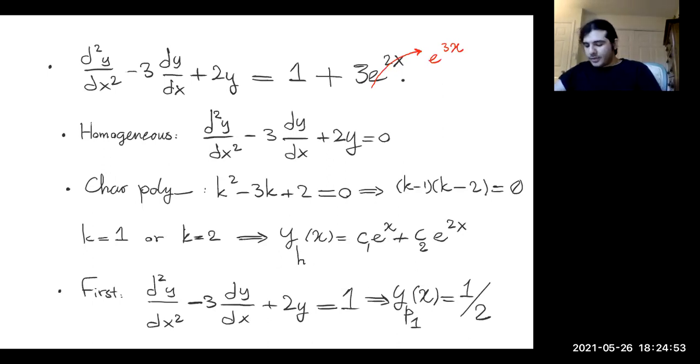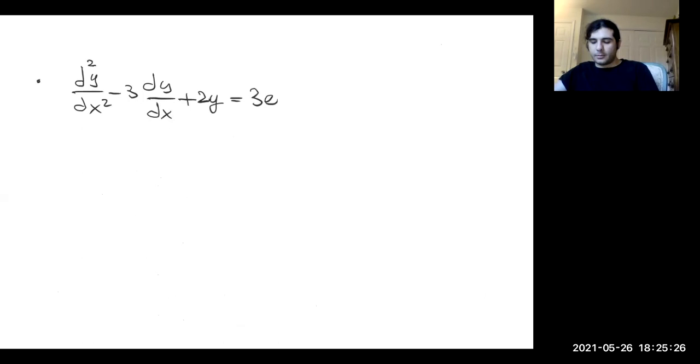That is correct. Now, in the second step, we would look at the same thing, but now we wouldn't consider this part. Instead of 1 as the non-homogeneous part, we would consider 3 times e to the 3x, right? So we would consider this equation: d squared y over dx squared minus 3 dy dx plus 2y is equal to 3e to the 3x. Now we are looking for a solution to this equation.